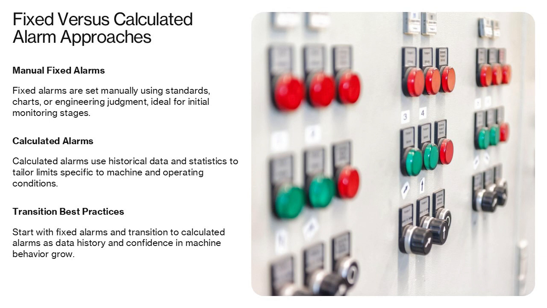A common rule of thumb is that a significant problem may exist when vibration levels increase by approximately 50% from baseline, while a doubling of vibration often indicates a serious condition. Calculated alarms require sufficient historical data and stable operating conditions to be effective. Best practice in professional programs is to begin with fixed alarms to get started, then transition to calculated alarms as data history grows and confidence in machine behavior improves.